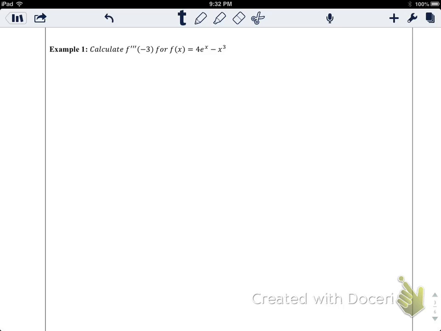So this first example is calculate f triple prime of negative 3. To do that, we have to take the derivative, then take that derivative, then take that derivative. So for this function, we could just start by writing our original function, f of x equals 4 times e to the x minus x cubed.